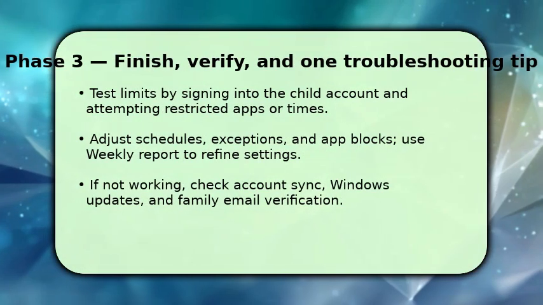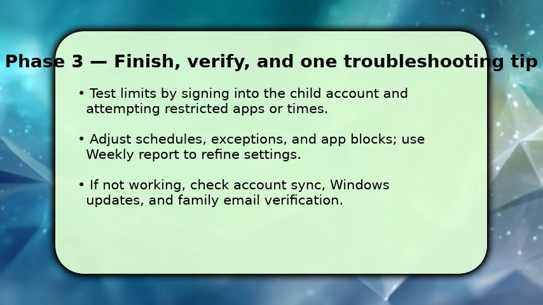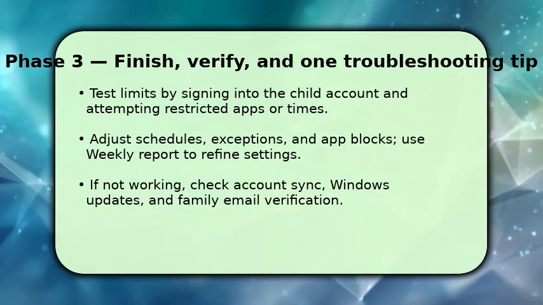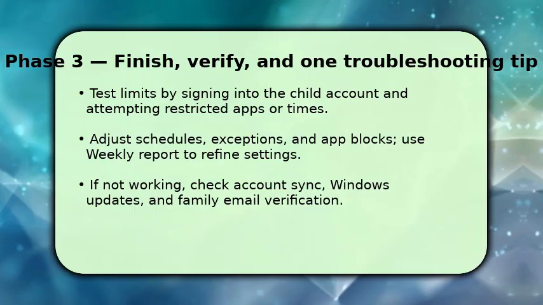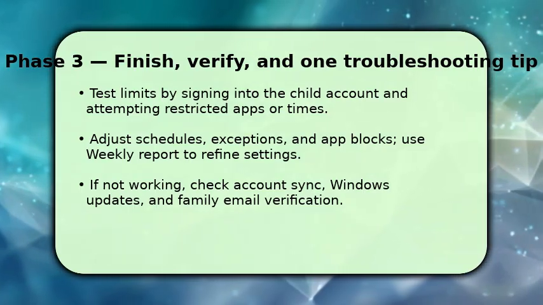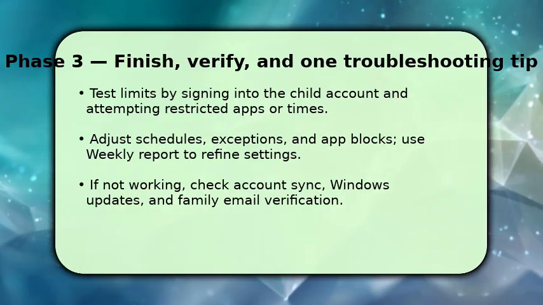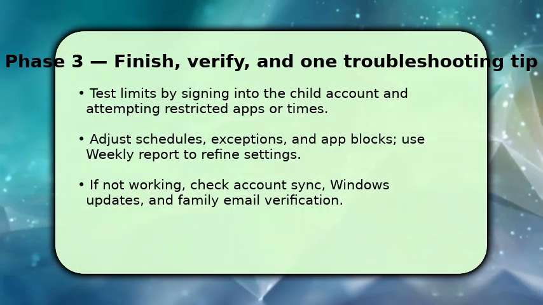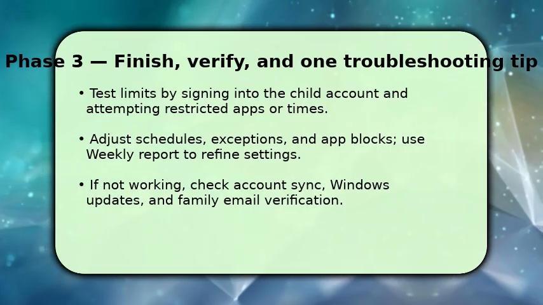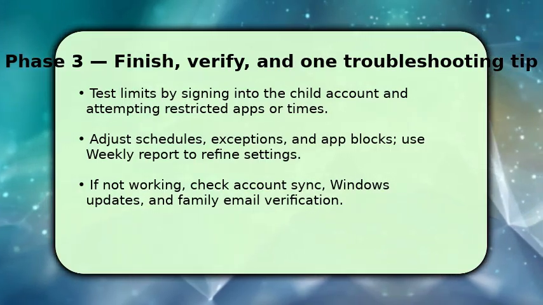You finish by testing the rules. Sign into the child account and try opening a restricted app or use the device during a blocked hour so you confirm enforcement. If you need changes, return to screen time to tweak schedules, add exceptions, or change app allowances. Use the weekly activity report to guide adjustments.